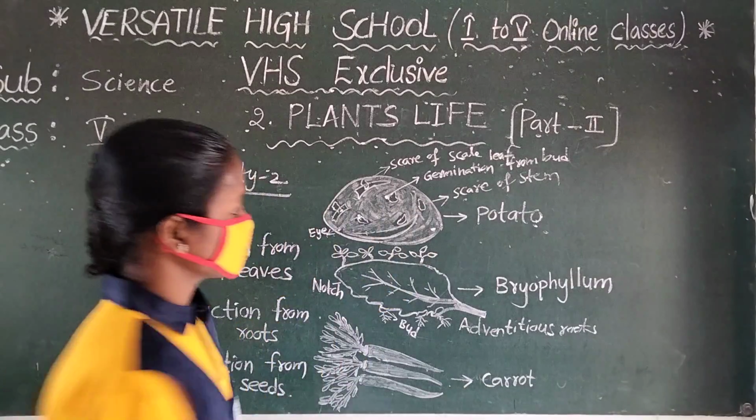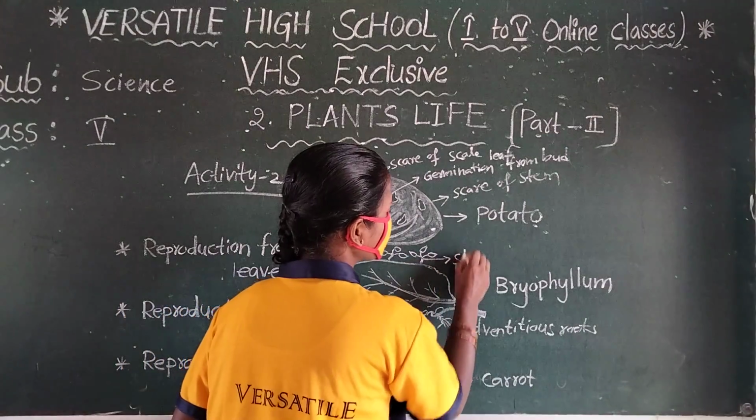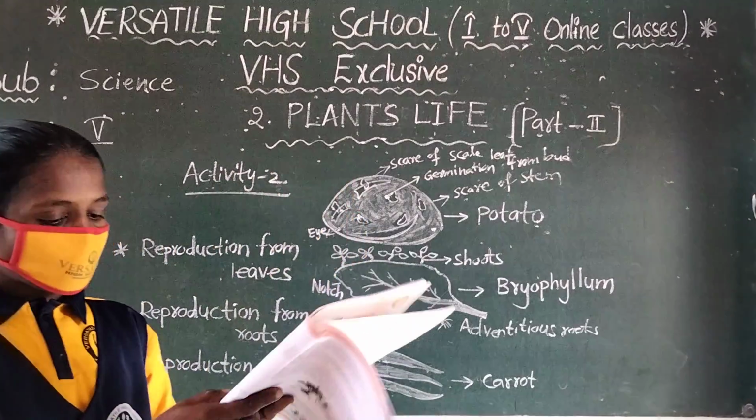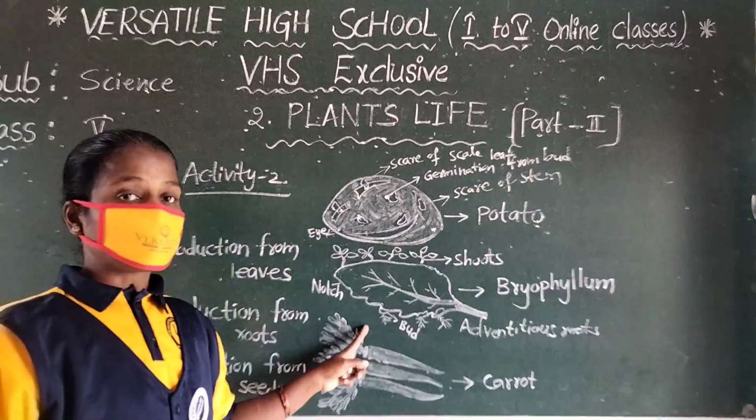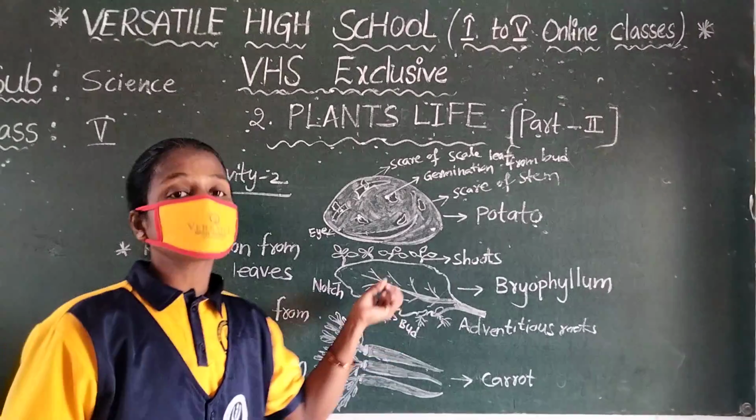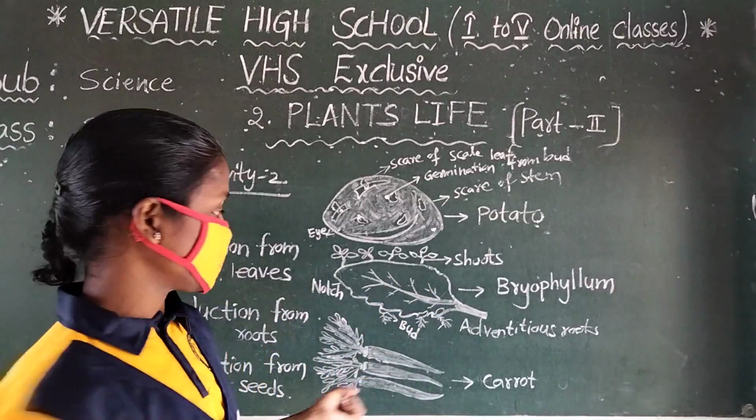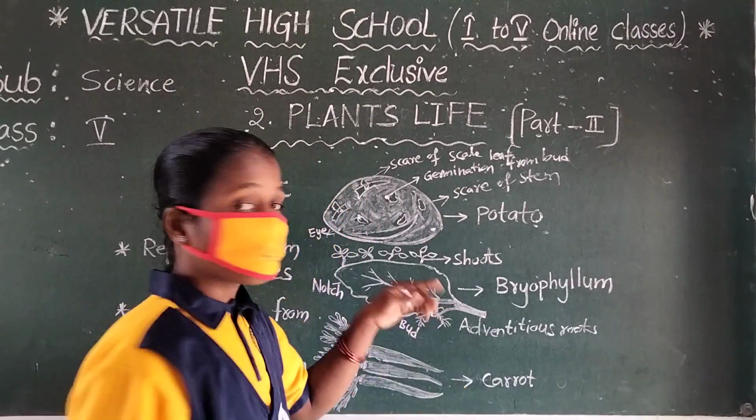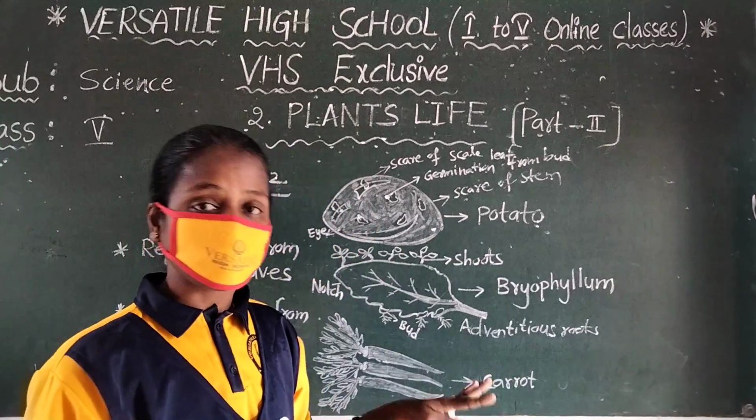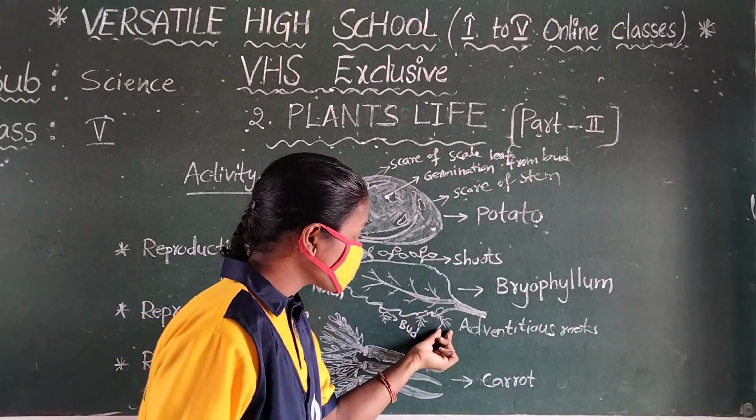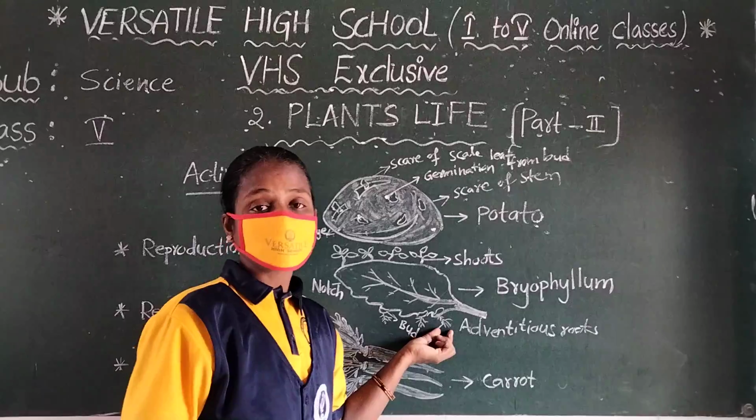And this is called a shoot. You take that bryophyllum leaf and keep it in moist, that means watery, soil and press it. After 3 or 4 days, you observe that small roots come out of that leaf.